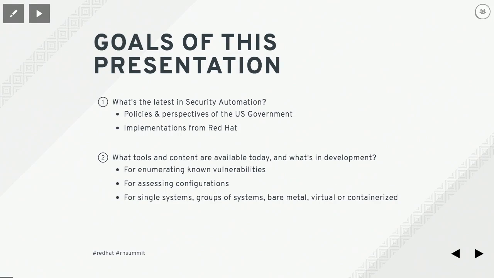Today, part of the idea is to tell everybody what's the latest in security automation, both from the perspective of Red Hat, as well as the perspective of the US government. So what standards are coming, how Red Hat is implementing them, and we'll define the RHEL 7 roadmap, as well as the more nebulous RHEL Future and RHEL 8 and what we're doing with that, including containers. And then also really talk about tools.